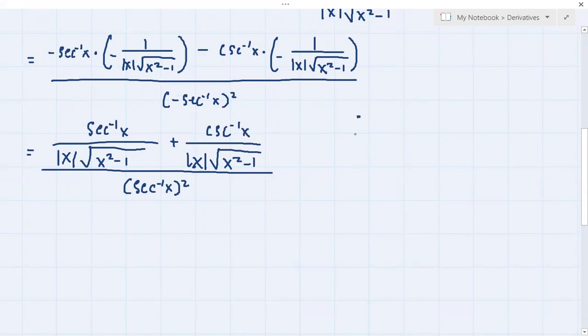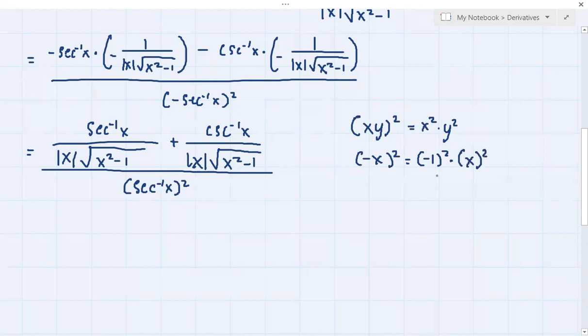Think of it this way. Meron tayong x times y raised to 2. Since si x at si y are both separated by the multiplication operation, we can have x squared times y squared. Now, if we have negative x raised to 2, pwede natin silang i-separate into 2, just like what we did here. Magiging negative 1 raised to 2 times x raised to 2. So ito magiging 1 times x squared, so we will have x squared.